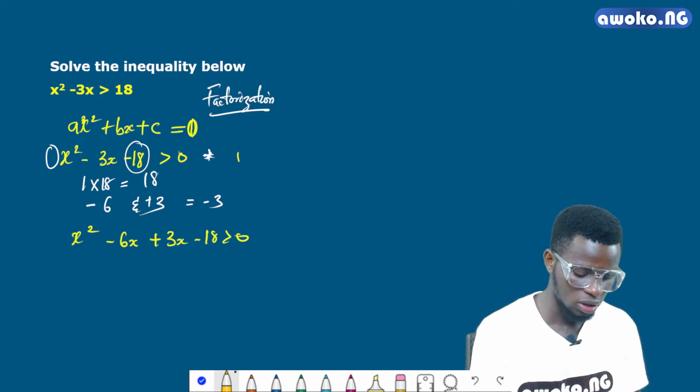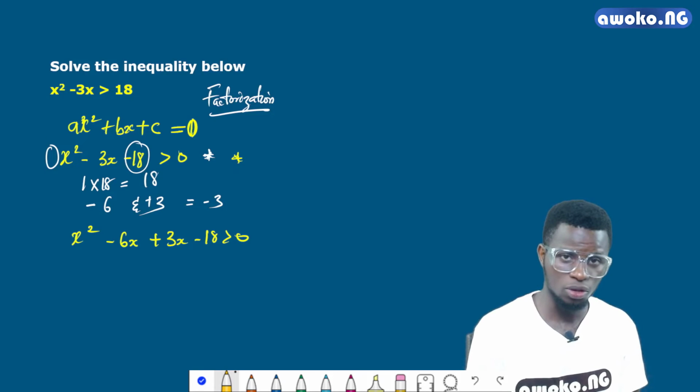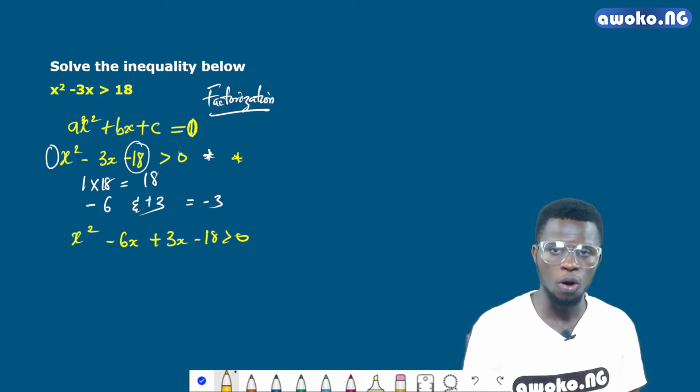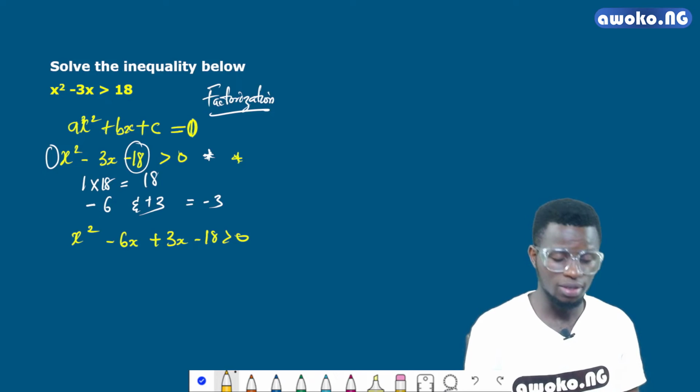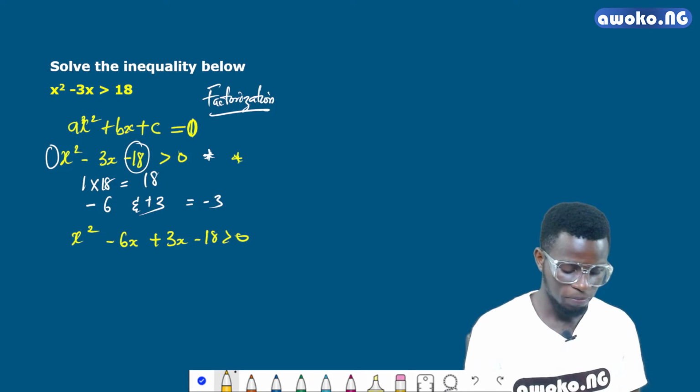We have not done anything to this inequality. They are still the same thing, only for the fact that we substituted minus 6x plus 3x for minus 3x. And I told you the reason why we did that: because minus 6x plus 3x is still the same thing as minus 3x.